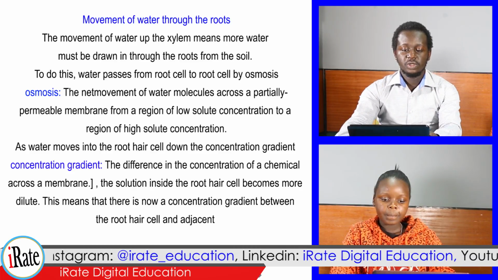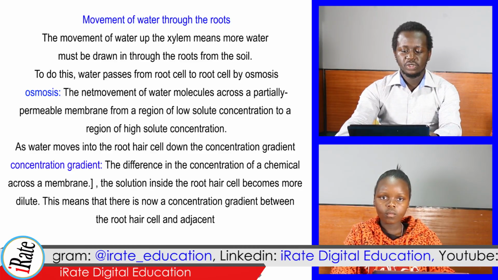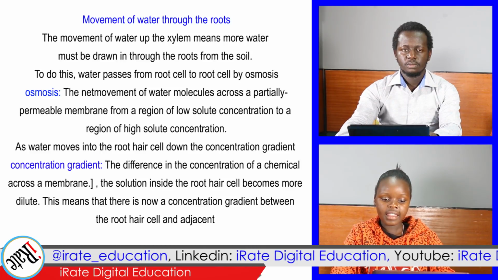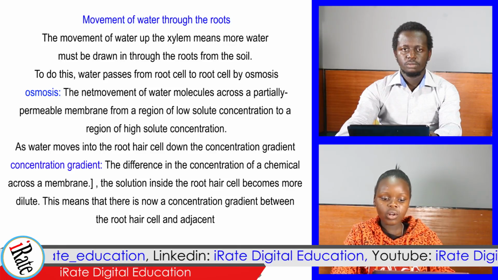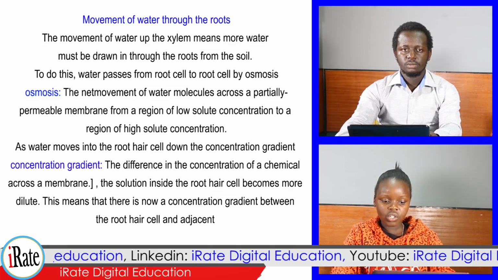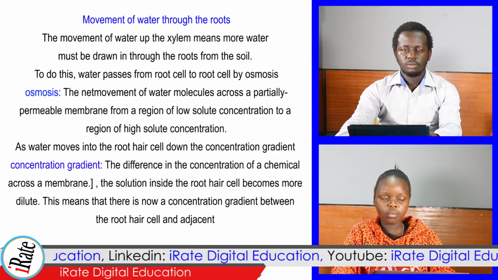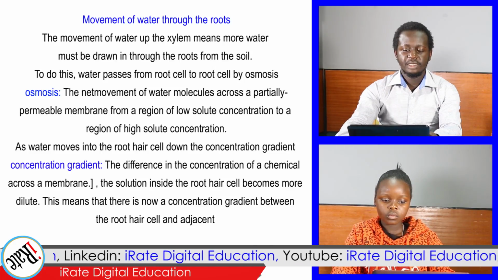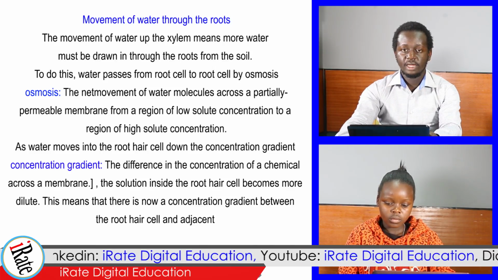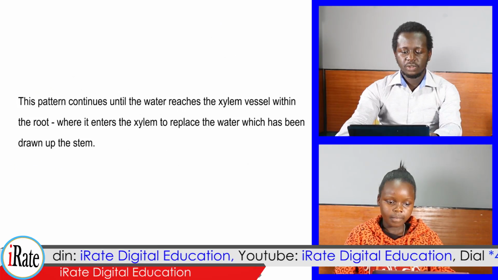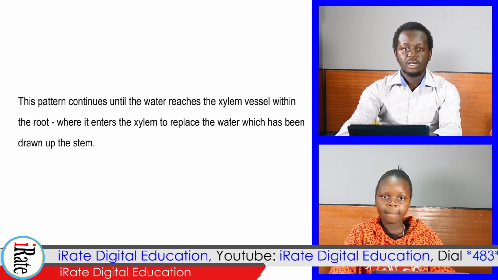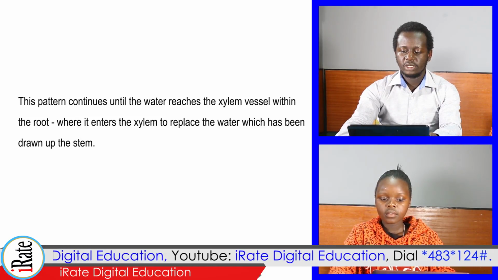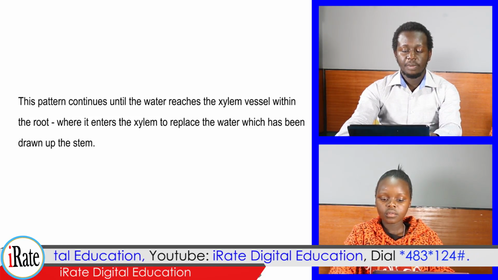As water moves into the root hair cell down the concentration gradient, the solution inside the root hair cell becomes more dilute. Concentration gradient means the difference in the concentration of a chemical across a membrane. This means that there is now a concentration gradient between the root hair cell and the adjacent cell. This pattern continues until the water reaches the xylem vessel within the root, where it enters the xylem to replace the water which has been drawn up the stem.